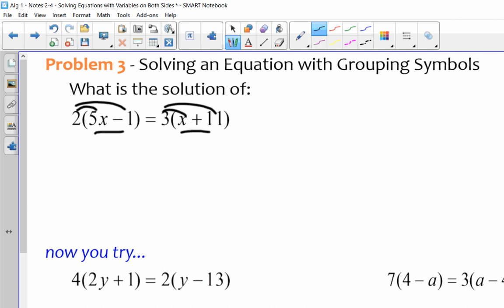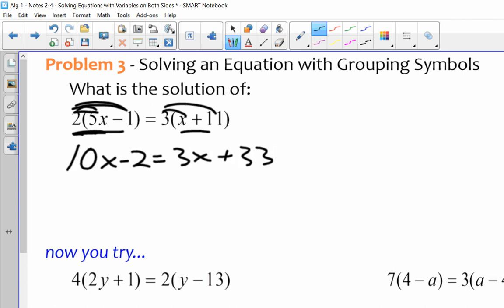Now let's reiterate this too. This is a mistake I see a lot of kids make, that we don't distribute all the way through. We only go here and we stop at that first term. You got to go all the way through it.